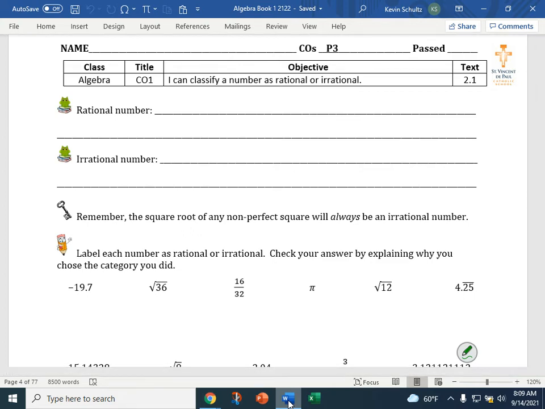We are officially starting our math year with lessons with CO1, classifying a number as rational or irrational. That's it. I give you a number, you tell me rational or irrational. So it's going to be helpful to know what each term means, right? What is a rational number? Who's got a definition for us? It can be a working definition, means it doesn't have to be perfect, but who can get us started?